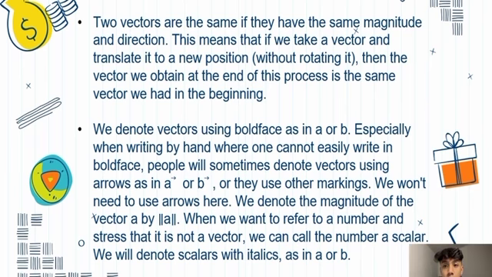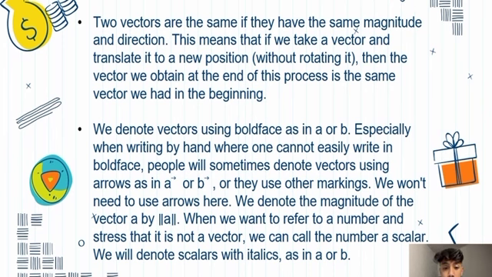A vector. Two vectors are the same if they have the same magnitude and direction. This means that if we take a vector and translate it to a new position without rotating it, then the vector we obtain at the end of this process is the same vector we had in the beginning.